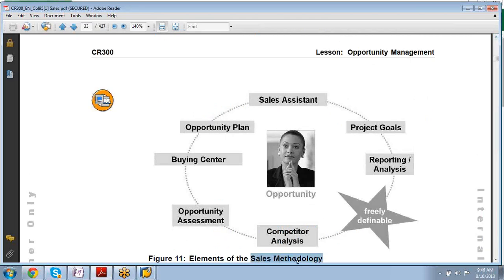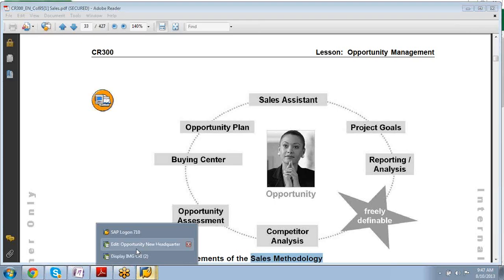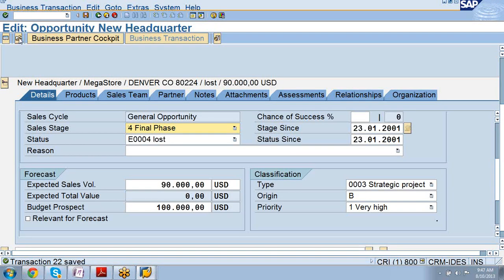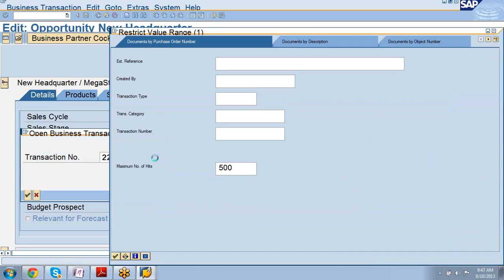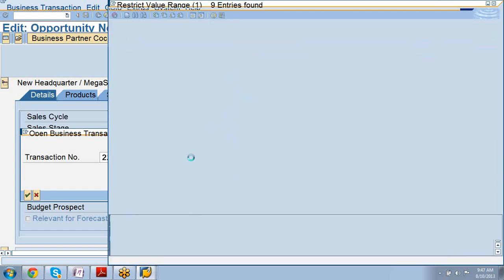This is called sales methodology, where you have the sales assistant separately, and buying center, which is not there in the normal opportunity screen. OPSM is one of the transaction types for methodology.